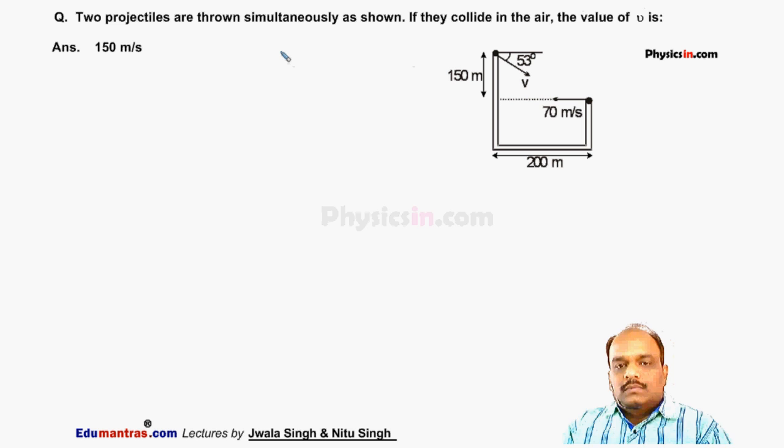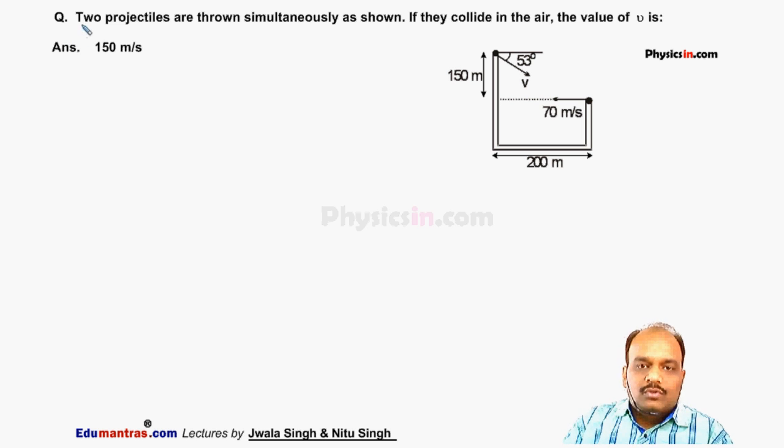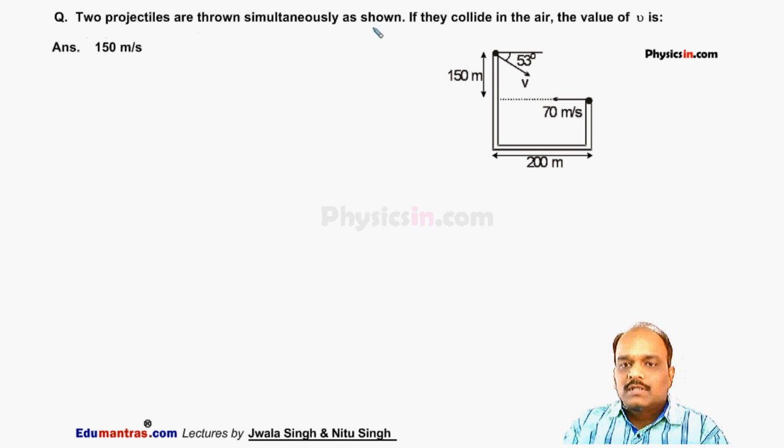Now this question is, two projectiles are thrown simultaneously as shown. At the same instant these two projectiles are thrown. Let the time be 0. At t is equal to 0, these two projectiles are projected. What is the value of v for which these two projectiles collide?